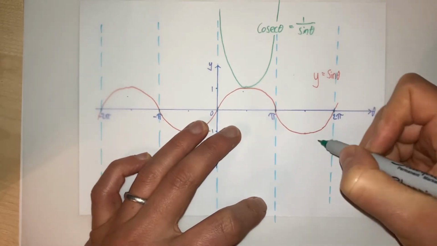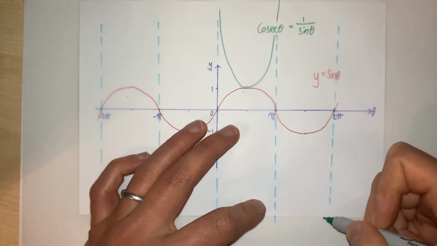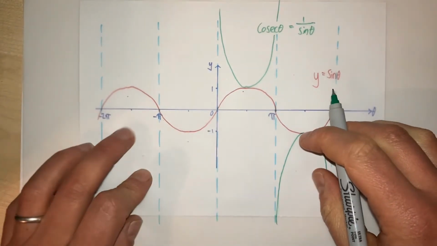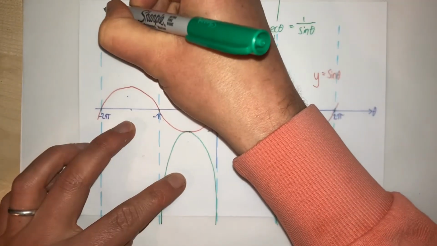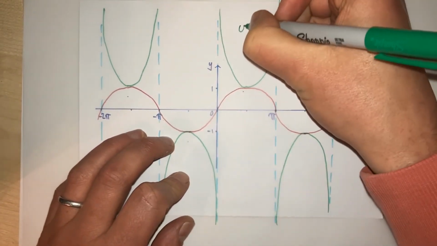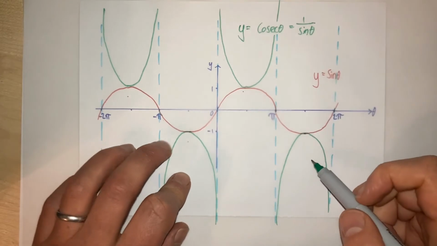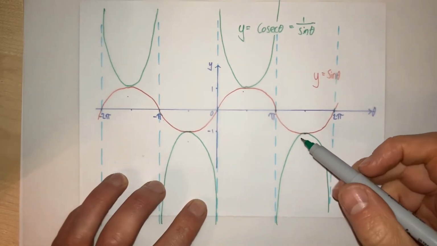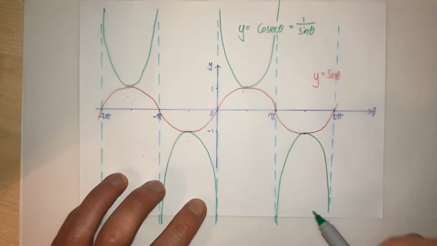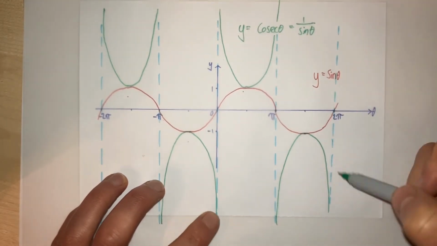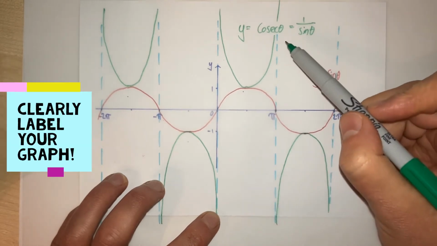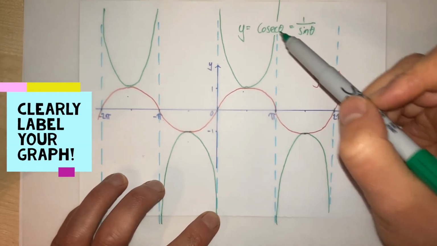Similarly, we're going to get the same shape here, only upside down. And again here. And again here. So this green is the line y equals cosec theta. In an exam, it can be helpful to sketch a graph of sine theta first, and then draw your graph of cosec theta afterwards. But make sure you clearly label which graph is which.